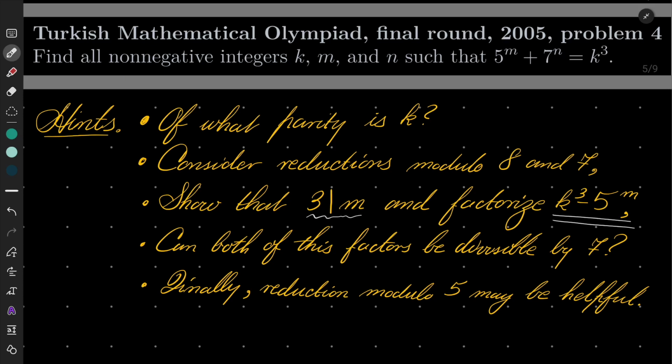And then factorize it and think about, can both of the factors which you get be divisible by 7? And finally, reduction modulo 5 might be helpful. So give this problem a try and I will see you in a minute.